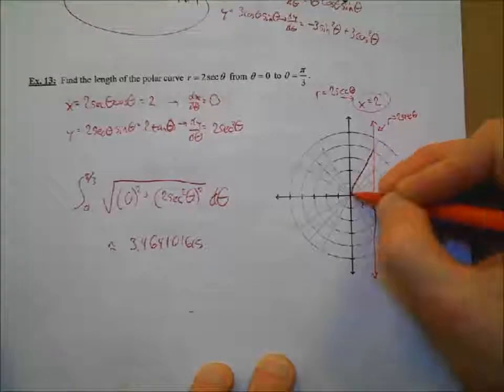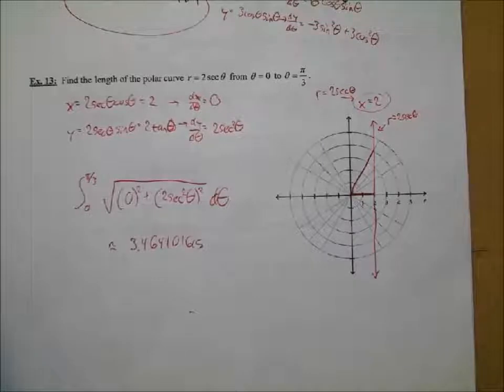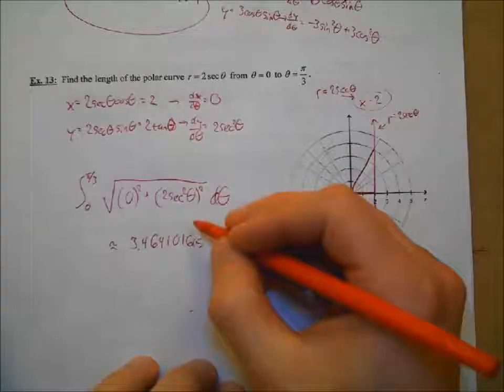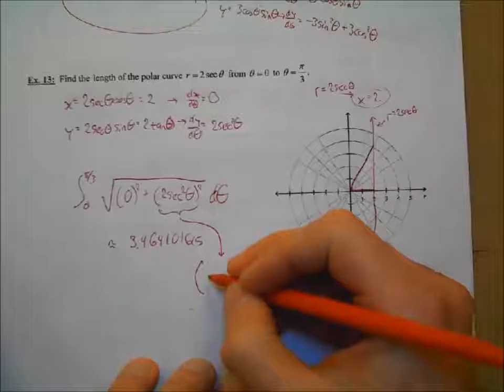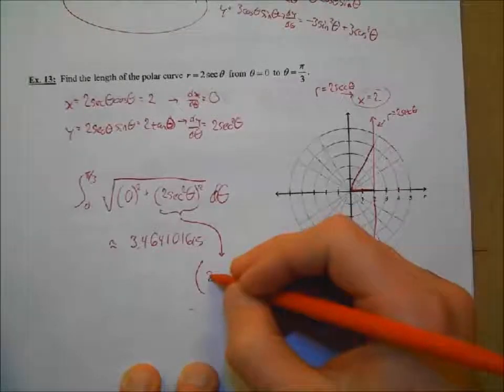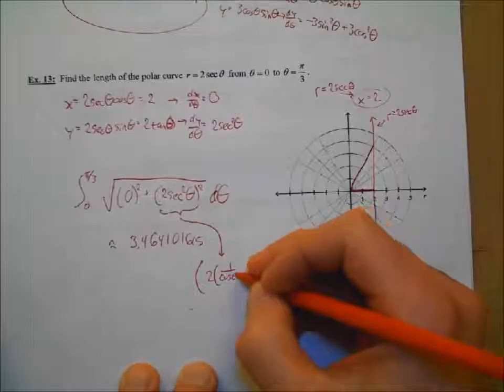Would secant squared theta be equal to 1 over cosine squared theta? Yes, exactly right. And that's exactly how you want to do this, because there is no secant button on your calculator. Finish it. Square that. You got it correct, guys.